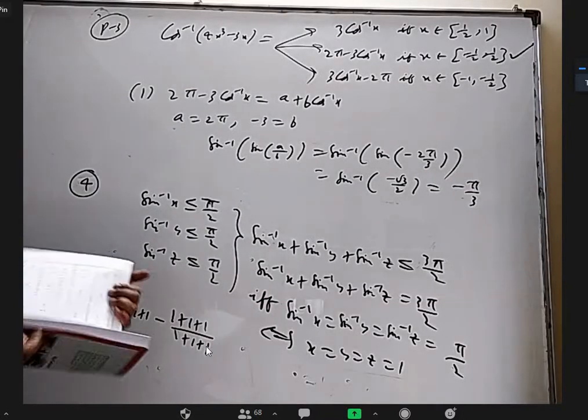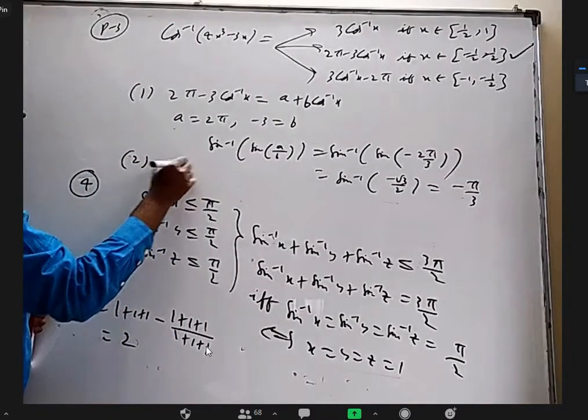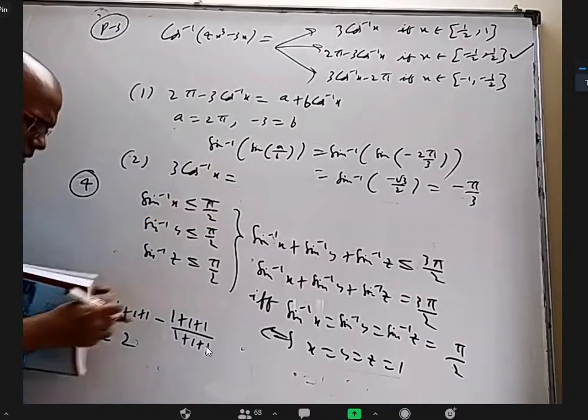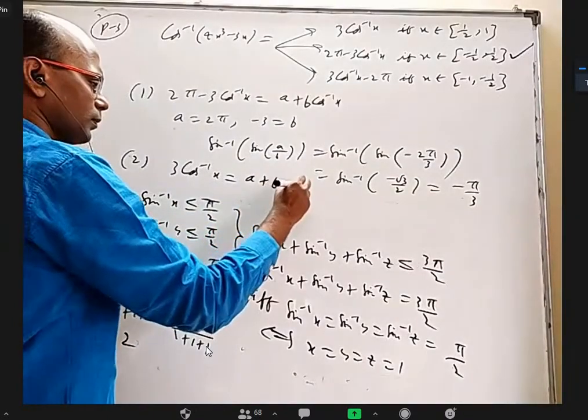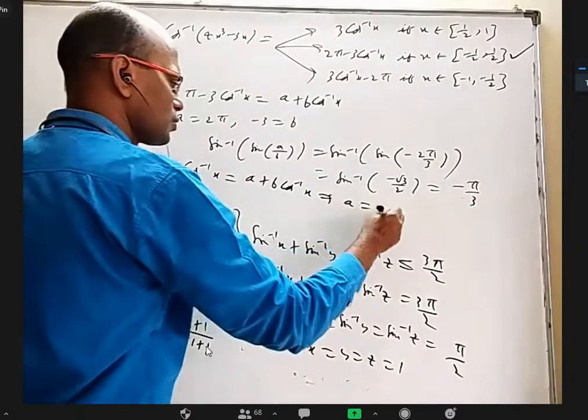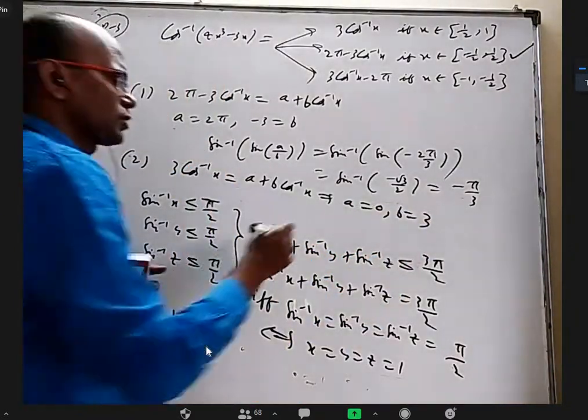Between 1 by 2 to 1, the formula is directly 3 cos inverse x. So in the second question of this passage, 3 cos inverse x is the same as a plus b cos inverse x. And we compare: a is 0 and b is 3. Now they want a plus b, which is 3 itself.